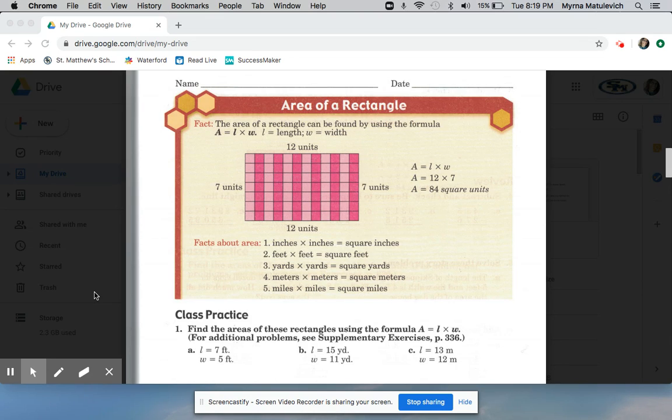Use these steps to find the area of a rectangle. Write the formula. Area equals length times width. Substitute the measurements for length and width and multiply. Include square units in the answer, for example, square feet, square yards, square inches, etc.